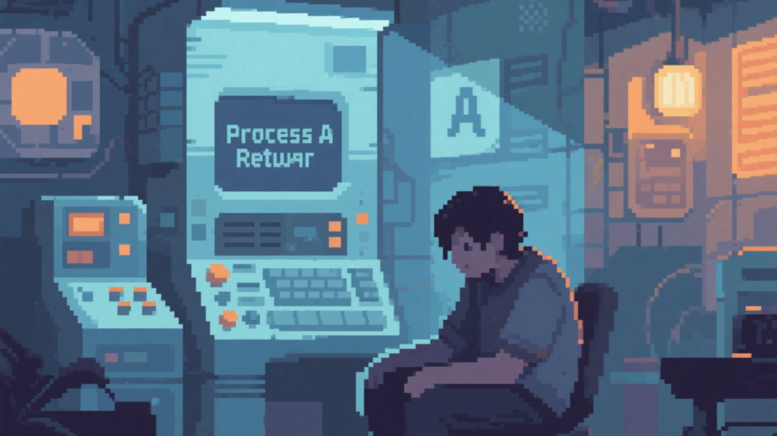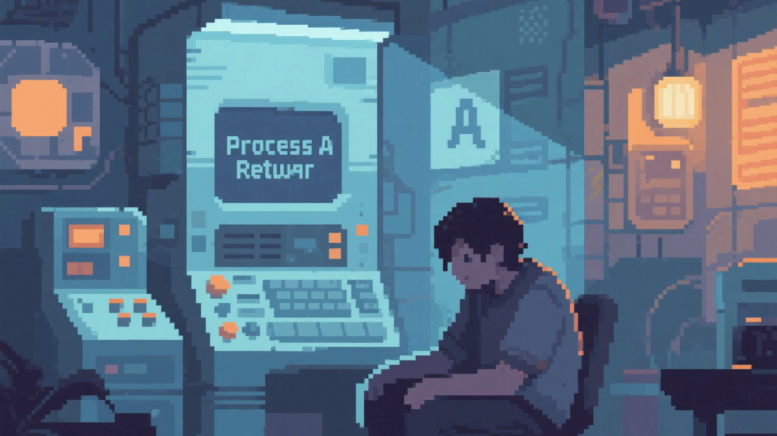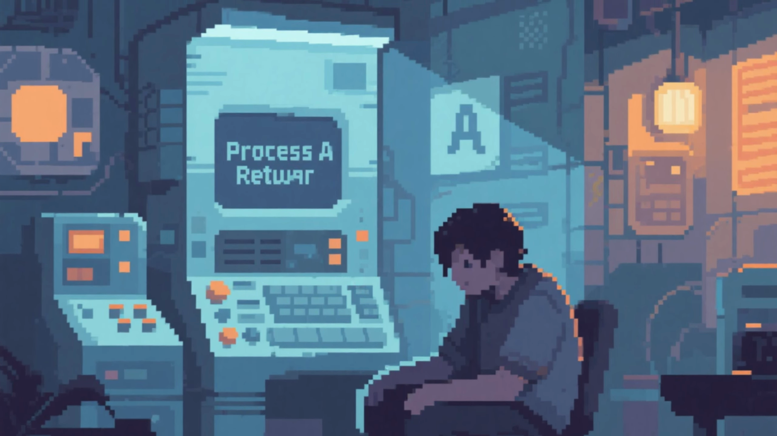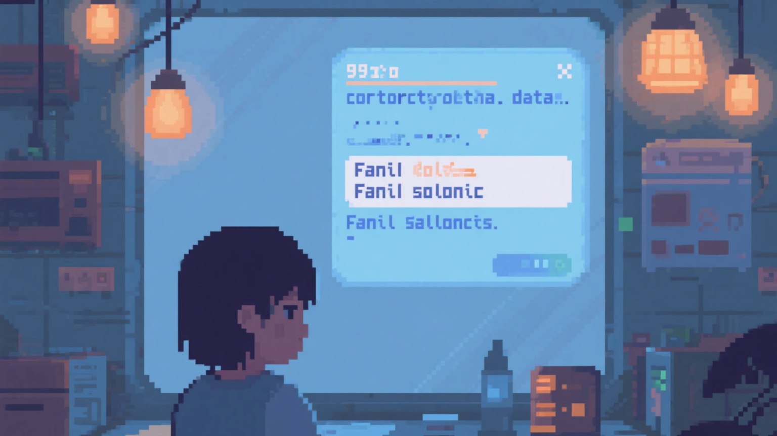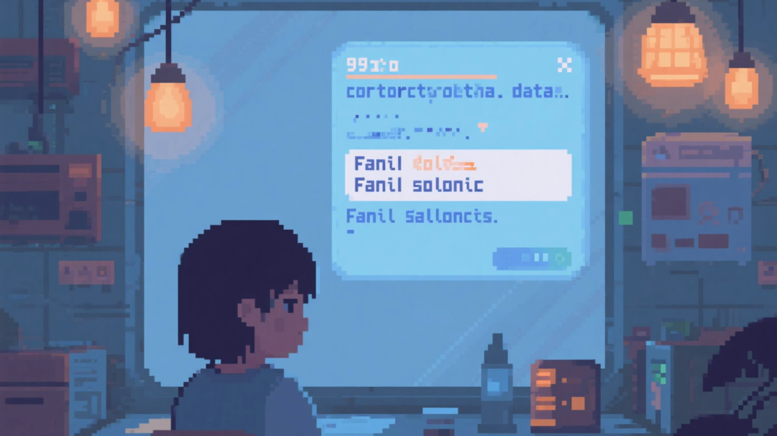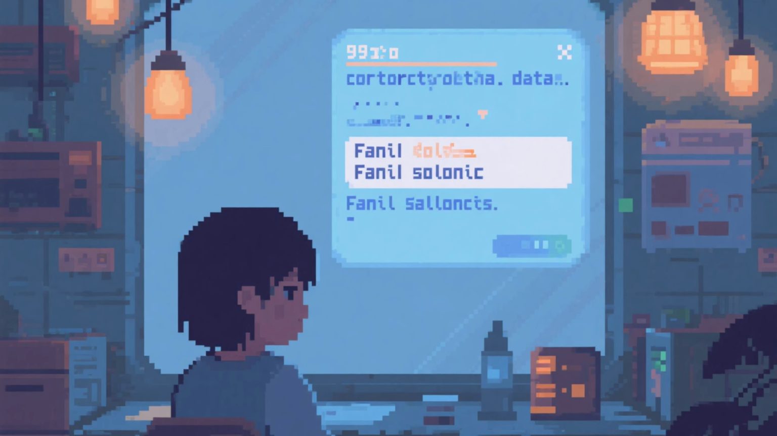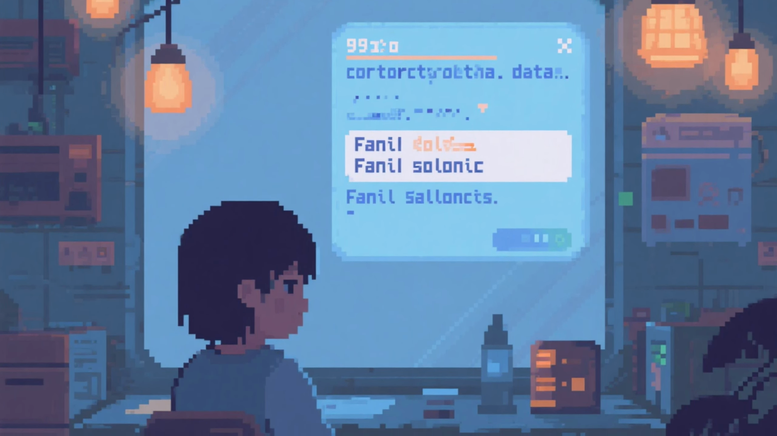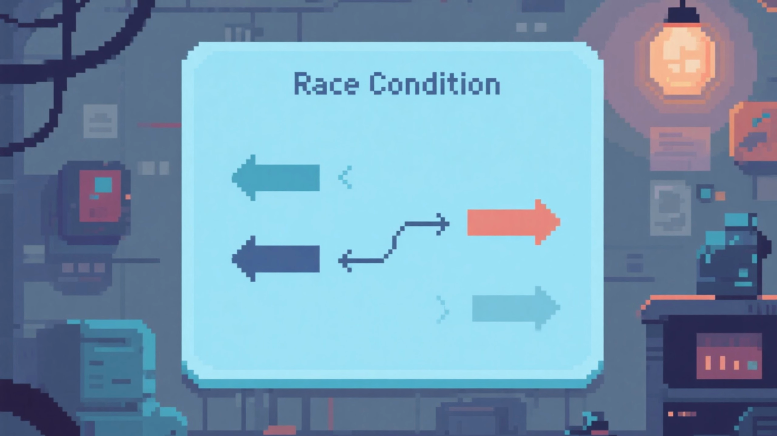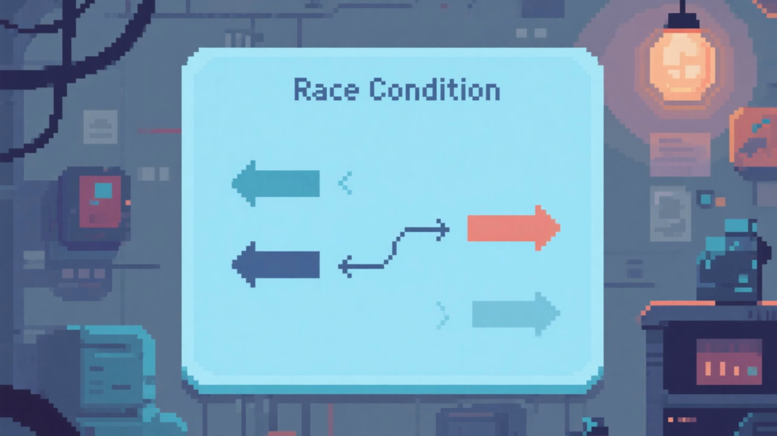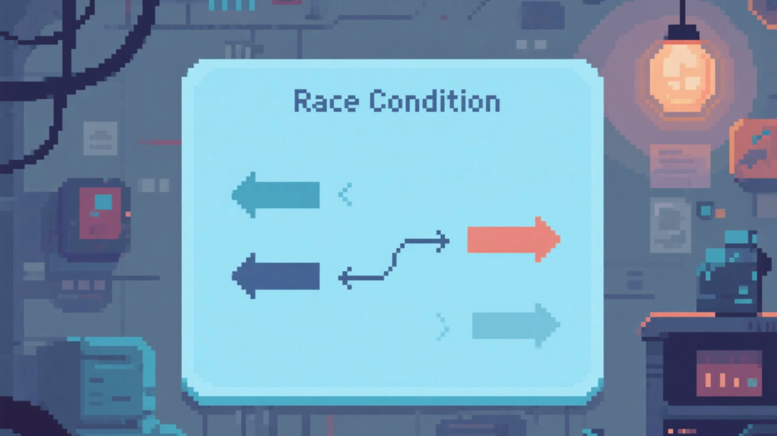The OS resumes process A. A continues with its outdated value, 10,000. It subtracts 2,000, resulting in 8,000, and writes this back. Final balance, 8,000. A total of 5,000 was withdrawn, but the account only decreased by 2,000. Data corruption occurred. This phenomenon is called a race condition. The system's result depends on the unpredictable execution order of processes.